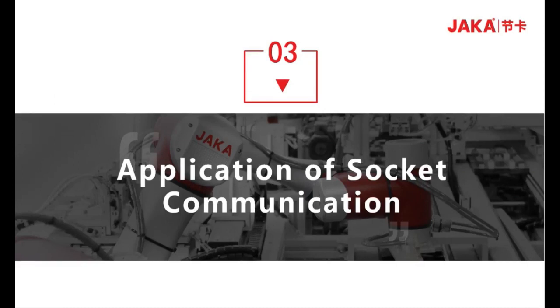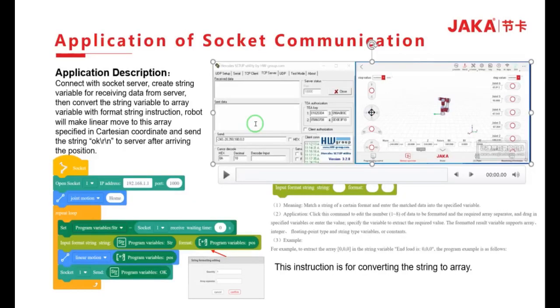Application of socket communication. Connect with the socket server, create a string variable for receiving data from the server, then convert the string variable to an array. With the format string instruction, the robot will then make a linear move to this array specified in Cartesian coordinates and send the string OK to the server after arriving at the position.